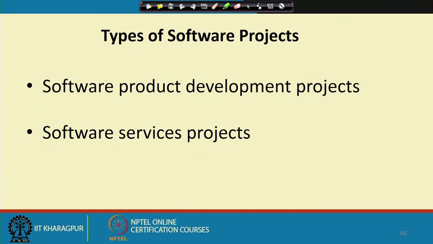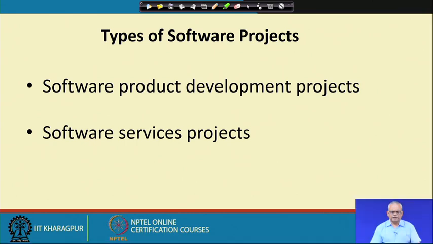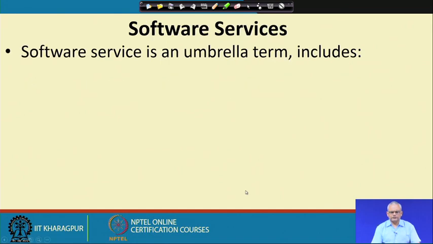We were saying that there are two main types of software projects. One is the product development projects and the other is the services projects. These are the two broad categories of software projects. First, let us look at software services. We said that software services is growing very fast. Right now, the market size for software services and products is evenly balanced, but software services projects are growing at a much faster rate.